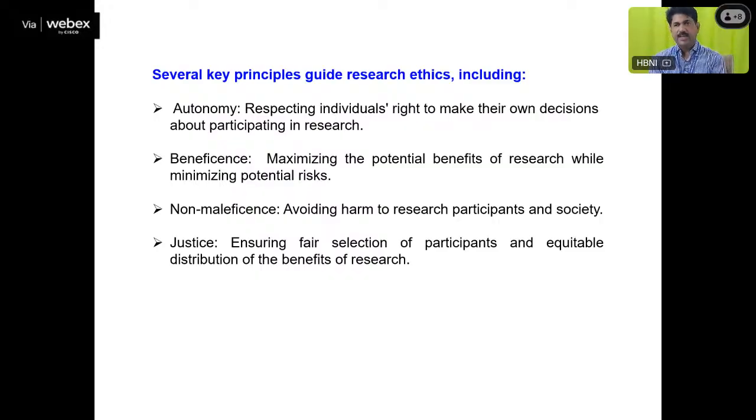Same example I'll repeat: carefully weighing the potential benefits and risks of the various treatments whenever we are doing medical research.